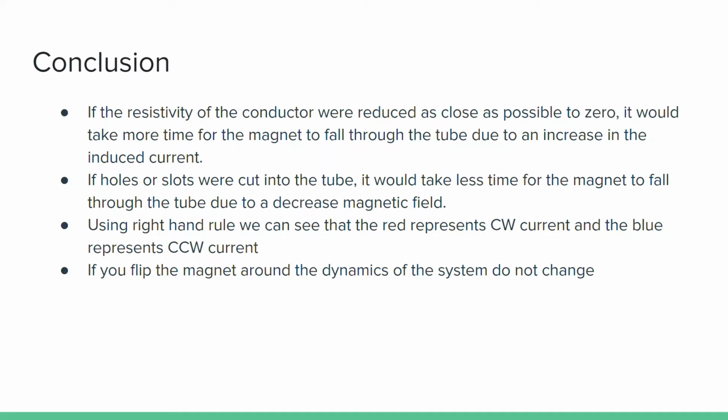Using the right-hand rule, we can see that the red represents the clockwise current and the blue represents the counterclockwise current in the computational model. Finally, if you flip the magnet around, the dynamics of the system does not change.